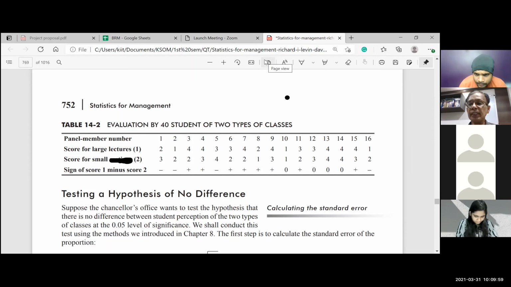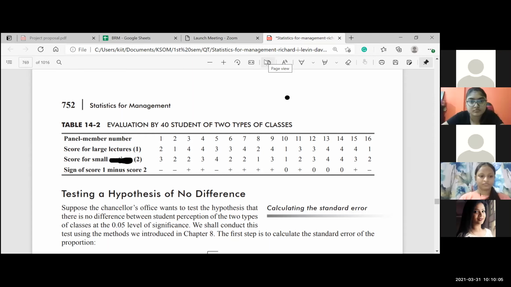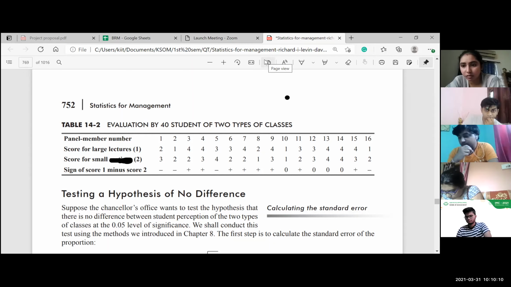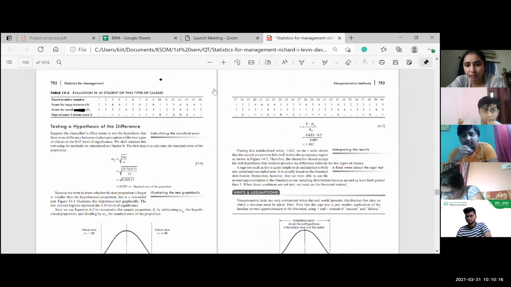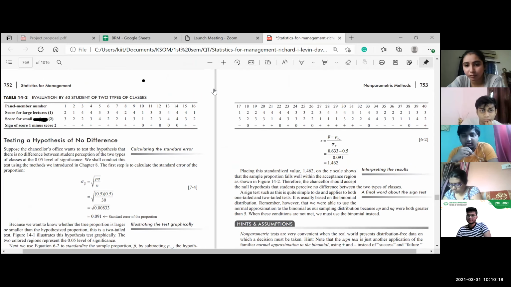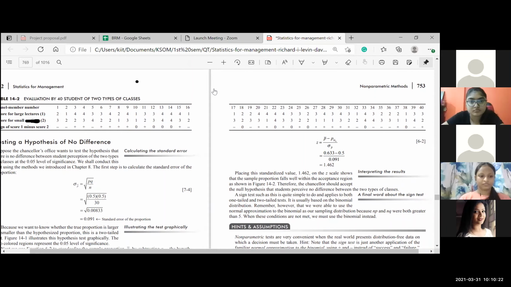If the number of plus signs is higher, what should be the conclusion? If the plus sign is higher, then we can conclude that large lectures are better for the students. Wow. Do you agree? I think he is wrong. No, sir, it's right. He's right.